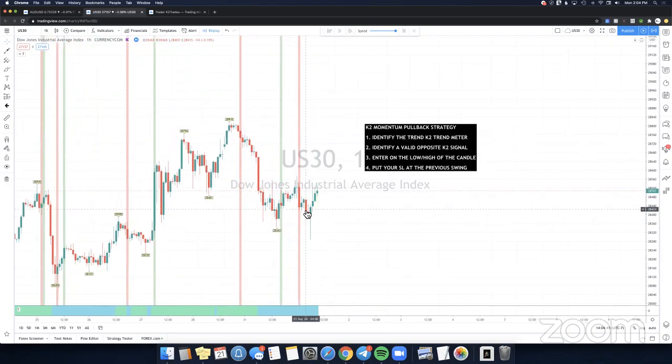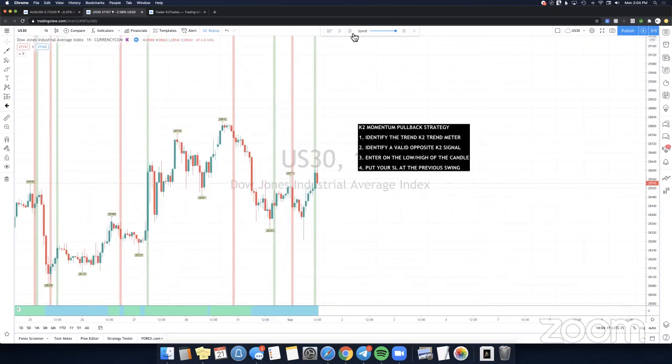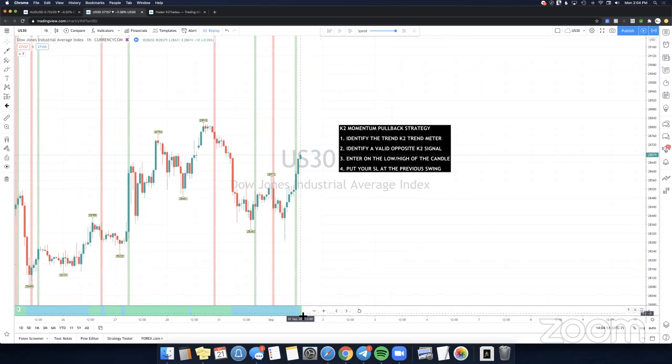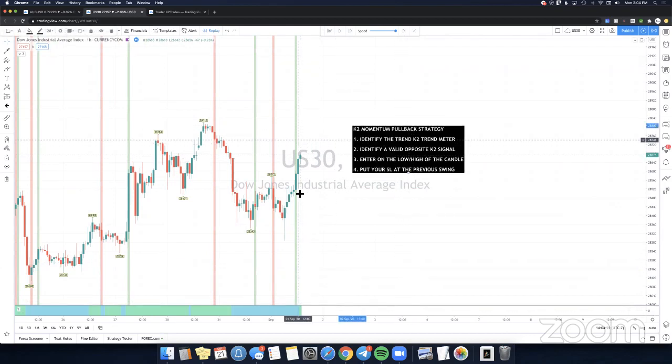So this wouldn't be an entry here because there's no trend. It's just blue right here. So you've got to wait for it to start trending again. Like right here, you can see it started to turn green. So once that happens, you can start looking for entries again.